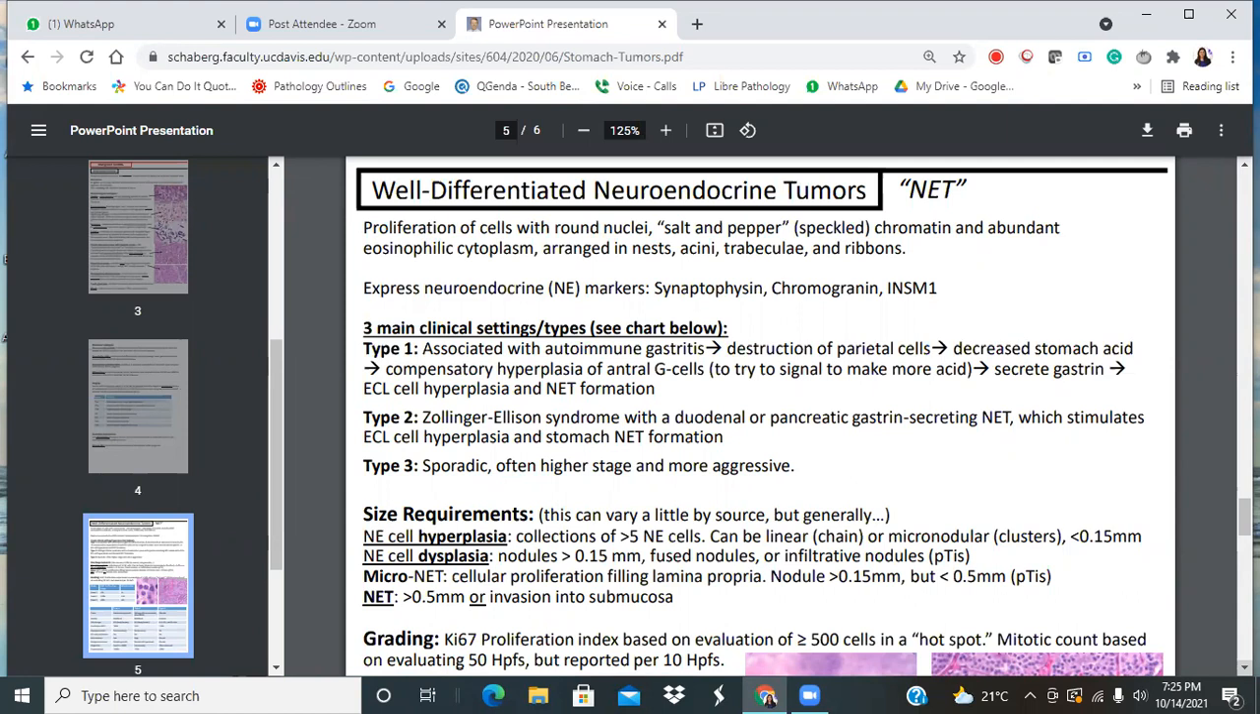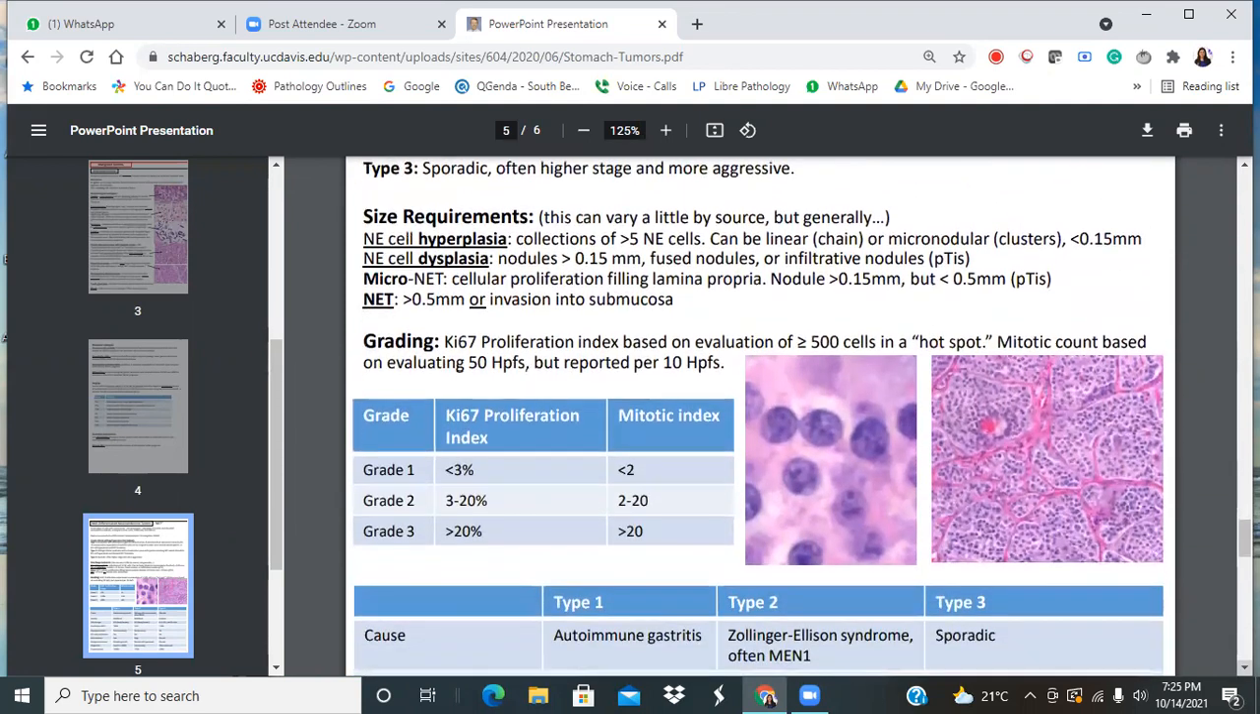Size requirements. This can vary a little by source, but generally, neuroendocrine cell hyperplasia is collection of greater than 5 NE cells. It can be linear, chain, or micronodular, which is clusters. Less than 0.15 mm. Okay. Dysplasia is nodules greater than 0.15 mm, and fused nodules or infiltrative nodules, which is in situ. Micronet, cellular proliferation filling the lamina propria, the nodule greater than 0.15 but less than 0.5. And then net, we know, is more than 0.5 mm or invasion into the submucosa.